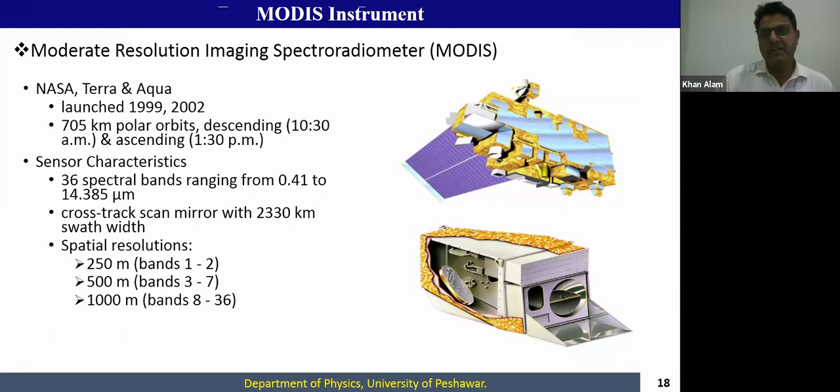in the afternoon. MODIS has 36 spectral bands ranging from 0.41 to 14.385 micrometers. The swath width of MODIS almost covers an area of 2,330 kilometers in a single shot. And then it has some spatial resolutions: 250 meter, 500 meter, and 1,000 meter. For aerosol optical properties like aerosol optical depth, we have data at 3 by 3 kilometer and 10 by 10 kilometer.